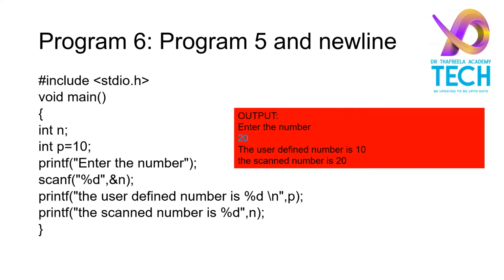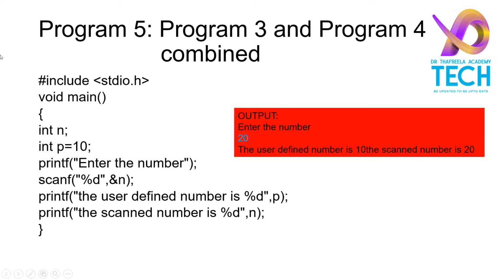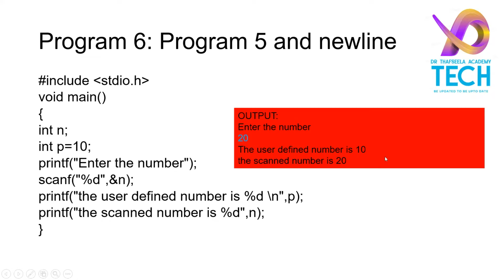Now over here, if you look, you will find that in the output it says the user defined number is 10 and continuously it is printing the next statement. So if we want the scan number is 20 to be printed in the next line, in the printf command we will write printf "The user defined number is %d\n", which means it is a new line.